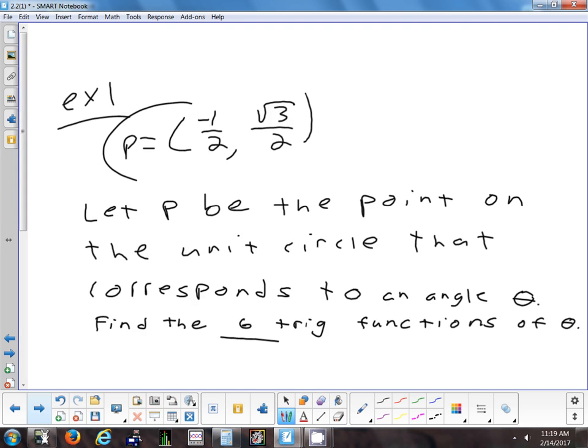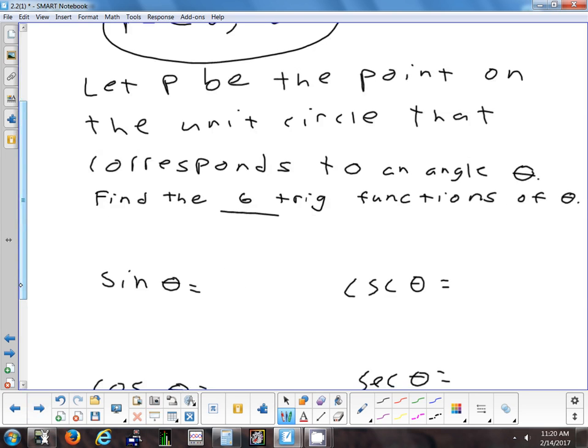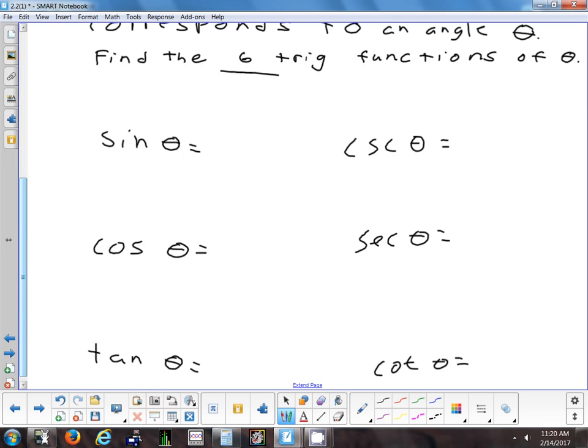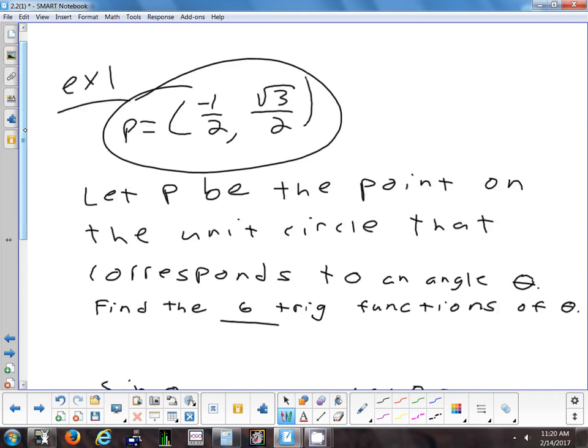So this coordinate represents an angle. What angle does it represent? We don't know. We're never going to know. That's not the goal of this problem. The goal is to figure out not the angle, but the sine of the angle, the cosine of the angle, the tangent, and so on. So we're going to find all 6 things about the angle just by knowing its coordinate.